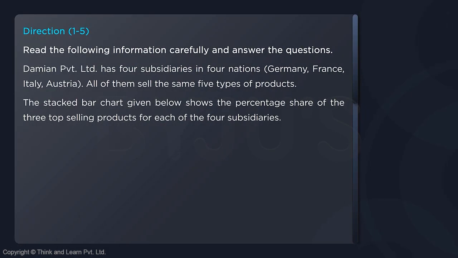That's your first set. Read the following information carefully and answer the questions. Damian Private Limited has 4 subsidiaries in 4 nations: Germany, France, Italy, Austria. All of them sell the same 5 types of products. The stacked bar chart given below shows the percentage share of the 3 top selling products for each of the 4 subsidiaries.